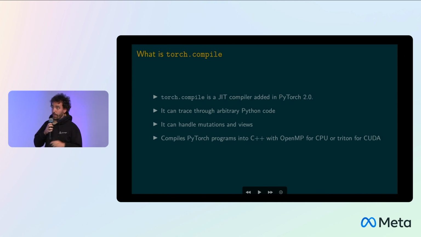Then there are tracers where you give it some inputs, and it will use those inputs to go through the code and trace through the code and generate a trace. torch.compile is the latter one, and we are going to talk at length about this tracing stuff. It can handle mutations and views, as opposed to, for example, JAX, where everything is contiguous and everything is non-mutable.